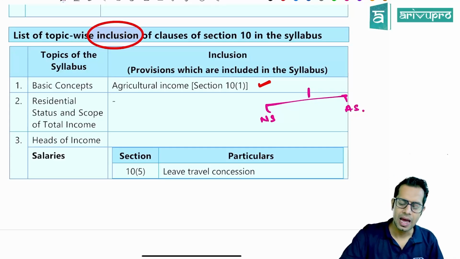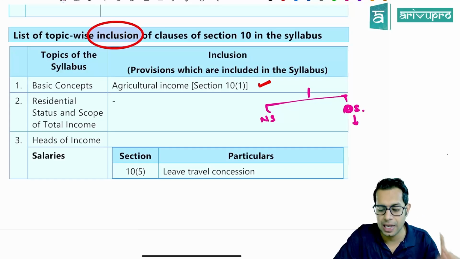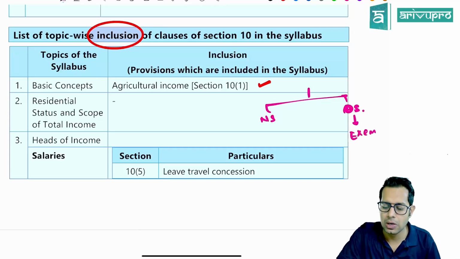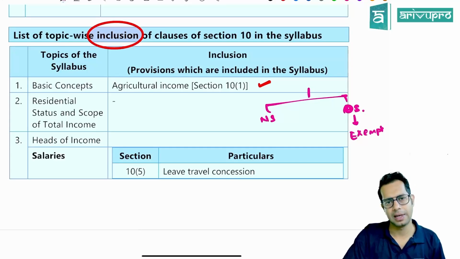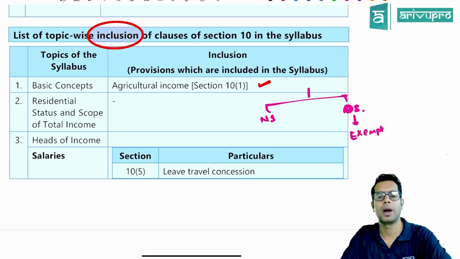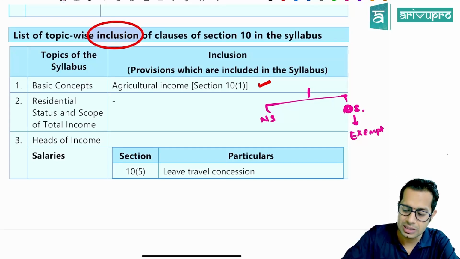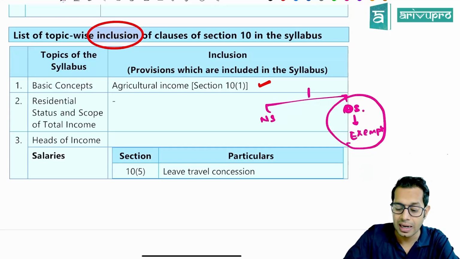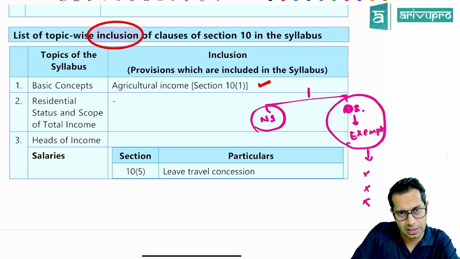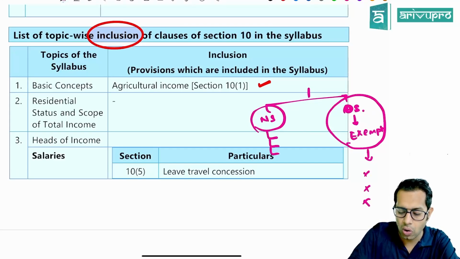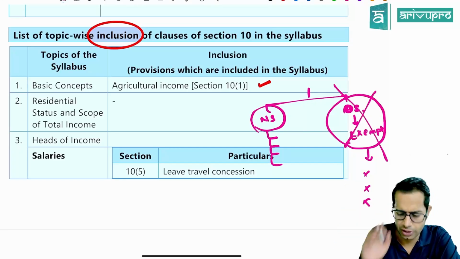See, basically, as per your old syllabus, your income tax had a separate chapter called exemptions. Income exempt from tax, income which is not forming part of total income. There was a separate chapter like this. Now, under the new syllabus, they have removed this entire chapter. This chapter you will not find in your institute material.